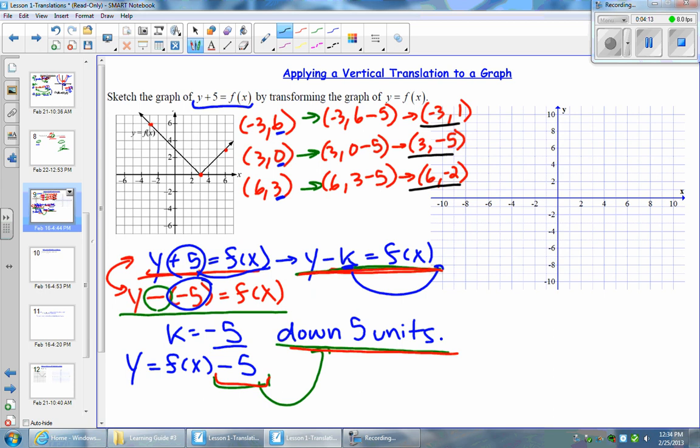So let's graph (-3, 1) first, which is going to go right there. And then (3, -5), which is right there. And finally (6, -2), which is right here. So as best as you can, this still needs to look like the original graph. The only difference is that it is vertically translated down. So as best as I can here, I'm going to draw a straight line, and that's what it should look like when you vertically translate the original function. And that's how you perform a translation on a given graph.